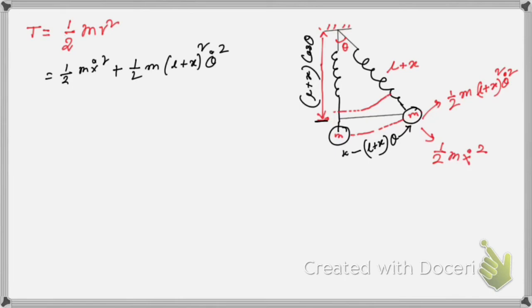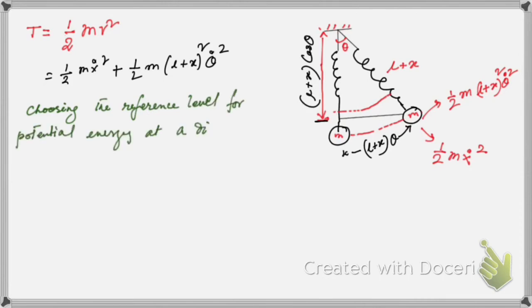So this is the expression for kinetic energy. Let us choose the reference level for the potential energy at a distance of L plus X cos theta below the suspension. As the bob is going below the point of suspension and there is a spring also, there will be two components of potential energy: one due to the spring constant, another due to gravity. So this is the point below the suspension.